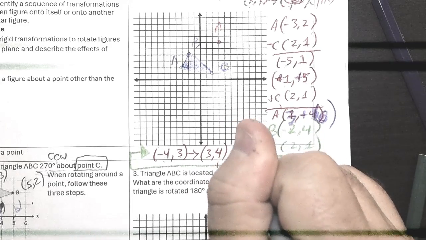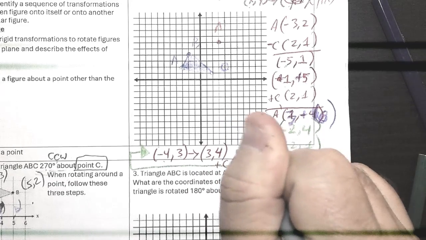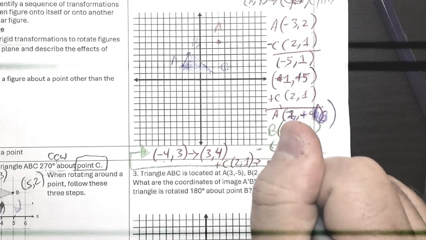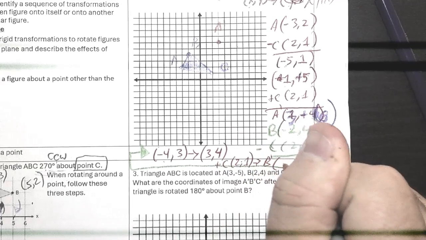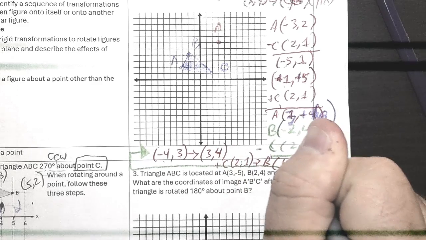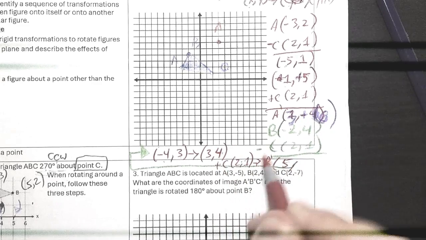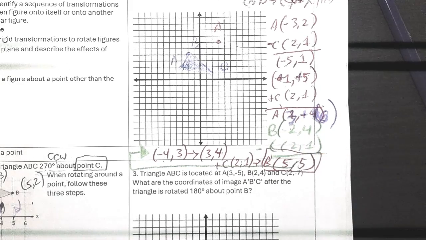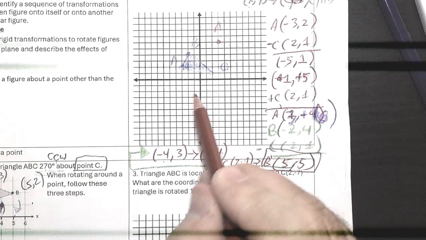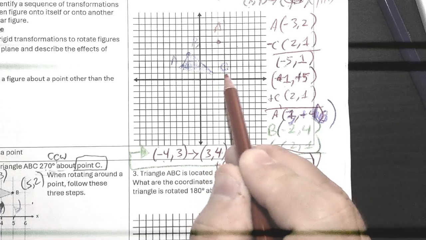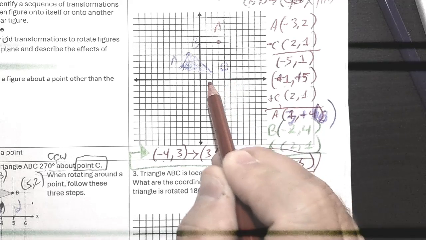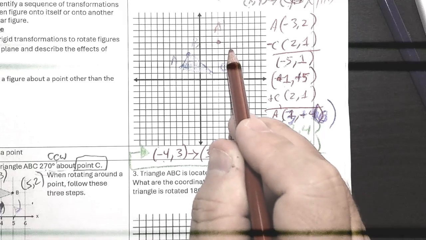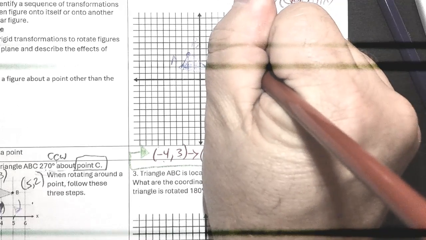So now we're going to add C back in, and this is going to be B prime. So 3 plus 2 is 5. 4 plus 1 is also 5. So B prime is 5, 5. So let's go here. So we'll go 1, 2, 3, 4, 5. Let me double check. 1, 2, 3, 4, 5. My eyes were crossing on me.